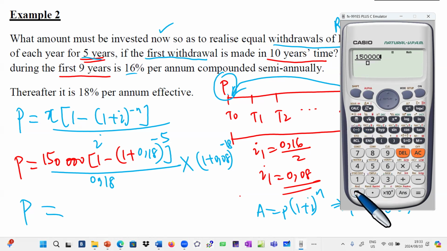150,000 times 1 minus (1 plus 0.18) to the minus 5. Then you close. If you delete like this, (0.18).